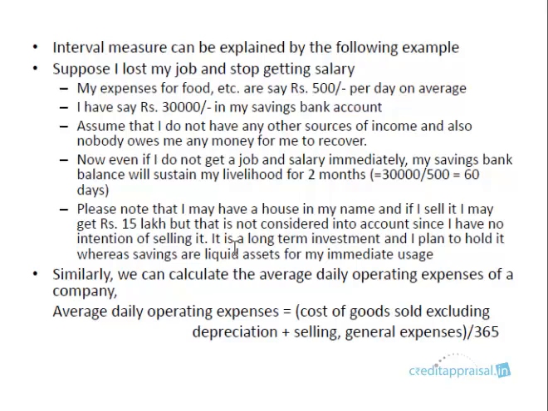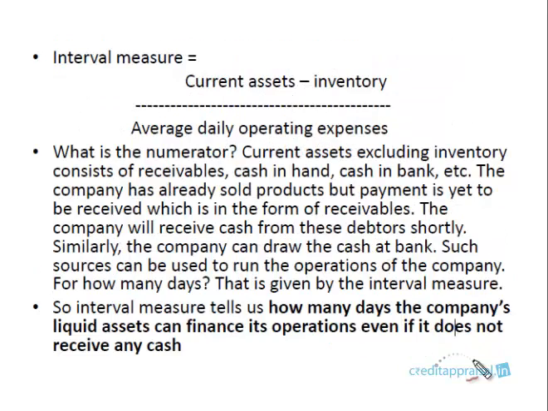Okay. So average daily expenses, this is how we are going to calculate. What is the average daily operating expenses? These are all the expenses: cost of goods sold, excluding depreciation, and selling and general expenses, because these are not the production expenses. So you deduct the depreciation and general expenses from cost of goods. You're going to get the operating expenses for the year, divided by 365 to get the operating expenses per day, right? So what does that ratio tell you?